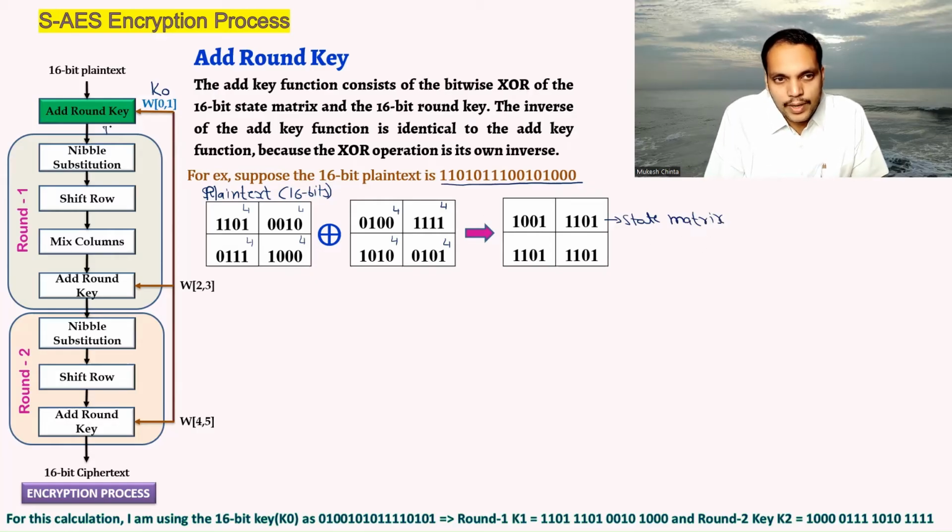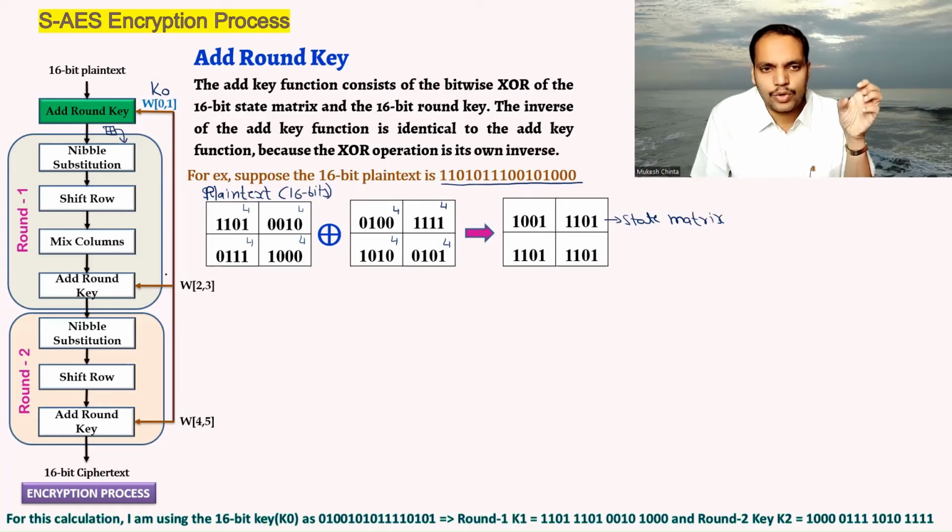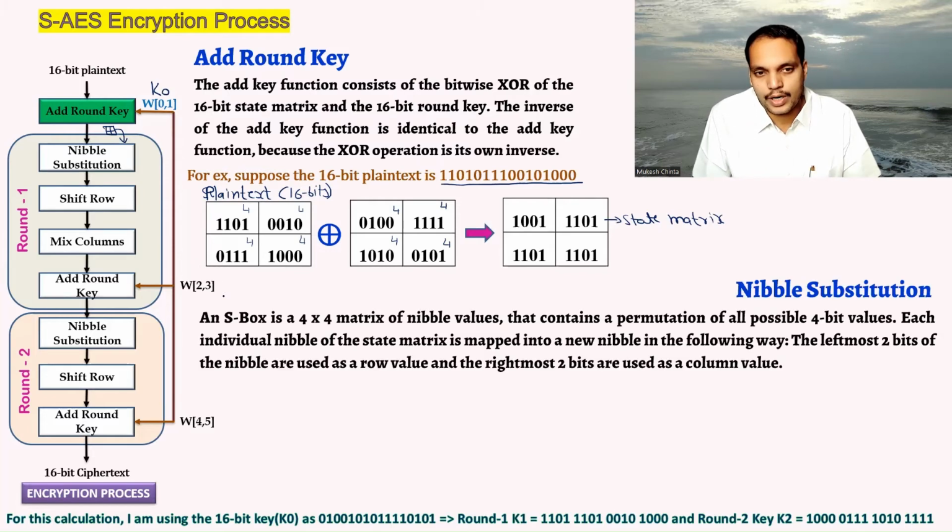This state matrix is passed on to the next operation, which is your nibble substitution. This is straightforward. You just have your 16 bits of plain text, you just have the 16 bits of key, and perform an exclusive OR. That's all. Nothing else. Now let me take you to the nibble substitution part.